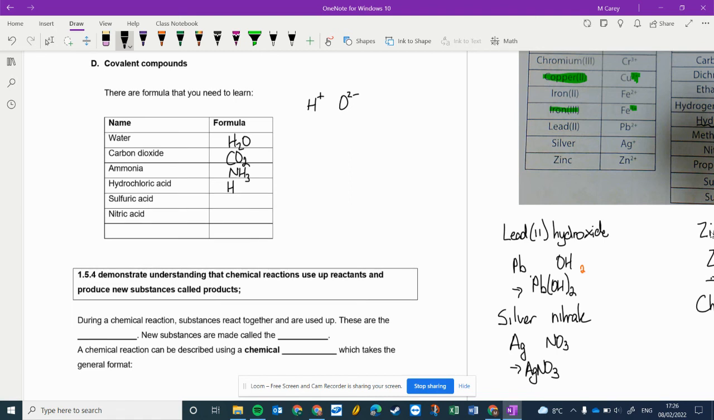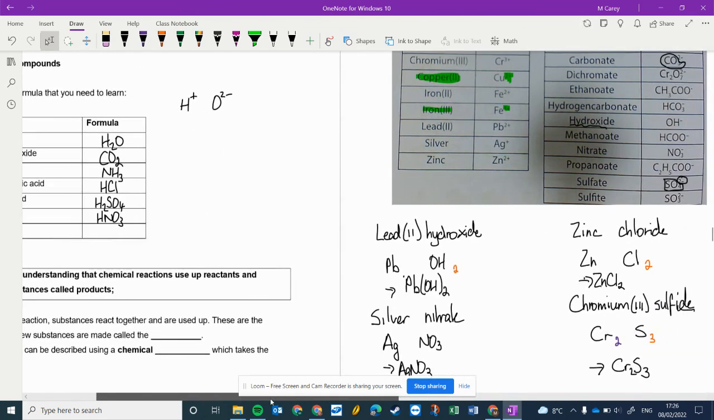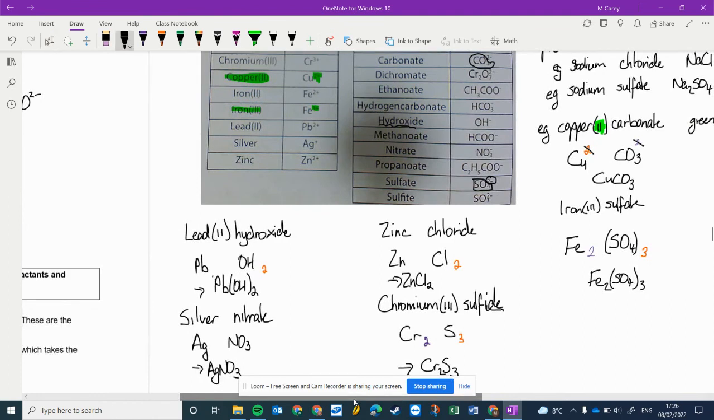Hydrochloric acid, HCl, sulfuric acid, H2SO4, nitric acid, HNO3. And just to give you a hint, this might help somebody on the day. If you can't remember the formula of sulfuric and nitric acid, basically you can add as many hydrogen ions as it takes to cancel out the charges. So because nitrate is a single negative charge, it'll only have 1 hydrogen, so it'll be HNO3. And because sulfate has a double negative charge, it ends up with 2 hydrogens. So it would be H2SO4.